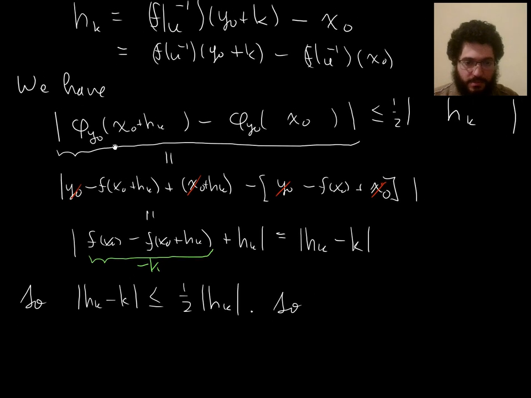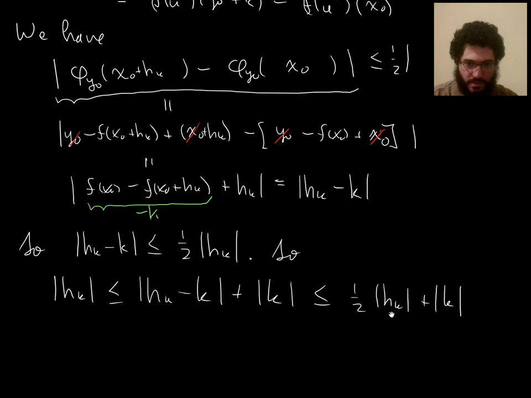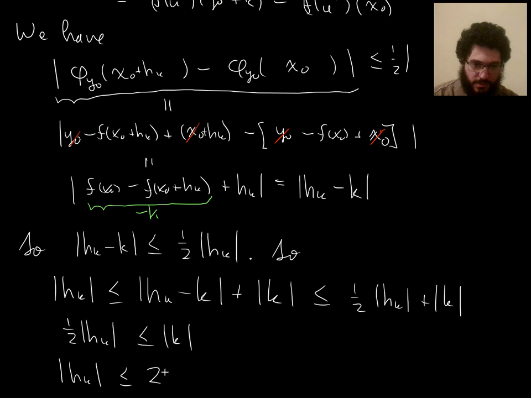So look what we can do with this now. This will give us a way to use k to control h_k. So if you look at h_k, use the triangle inequality. And this thing is less than or equal to 1/2 h_k. Then overall, subtract 1/2 h_k from everything there. So I get 1/2 h_k is less than or equal to k. In other words, h_k is less than or equal to 2k, like that.